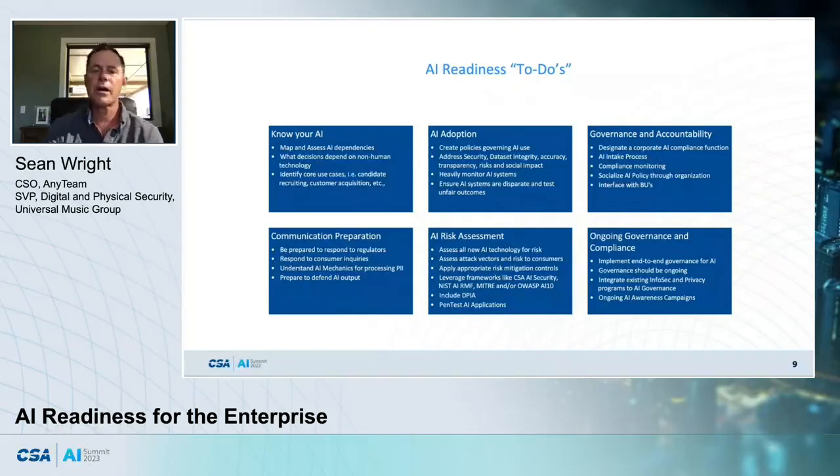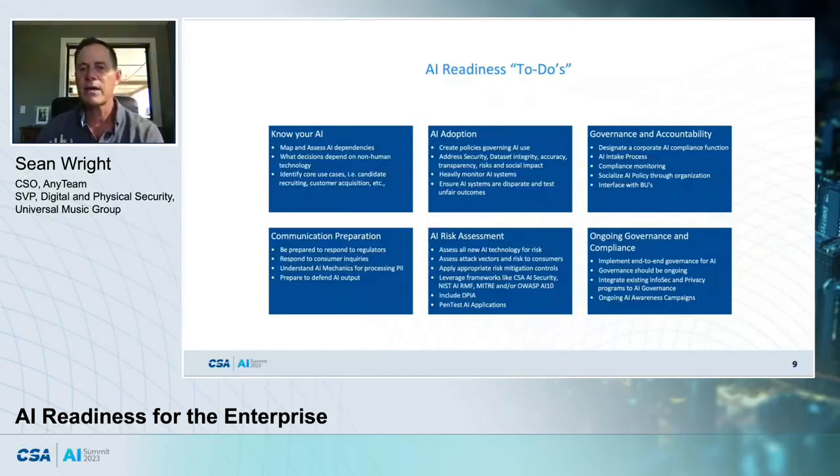And then ensure all AI systems are disparate and test unfair outcomes. So isolate as much as possible. In other words, take the same concept as you would with something like PCI, where you don't want to subject your entire environment to PCI compliance. Rather, you want to isolate that as much as possible, so you're only worried about and only spending money on developing controls for that isolated environment. Same concept would be applied to AI technology.